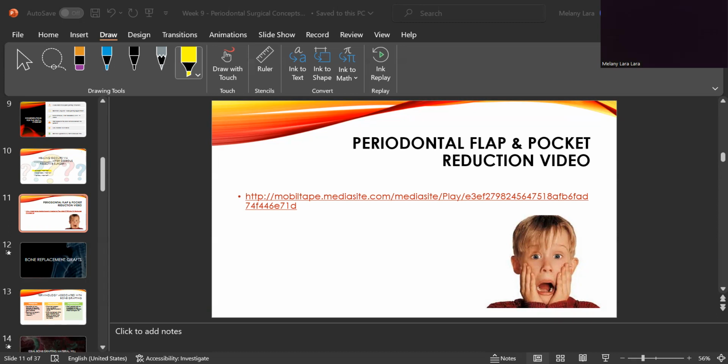This patient's radiograph indicates that there is horizontal bone loss and furcation involvement. The bone loss is primarily interproximal, which is very common in patients with periodontal disease. Now we begin the pocket reduction surgery.